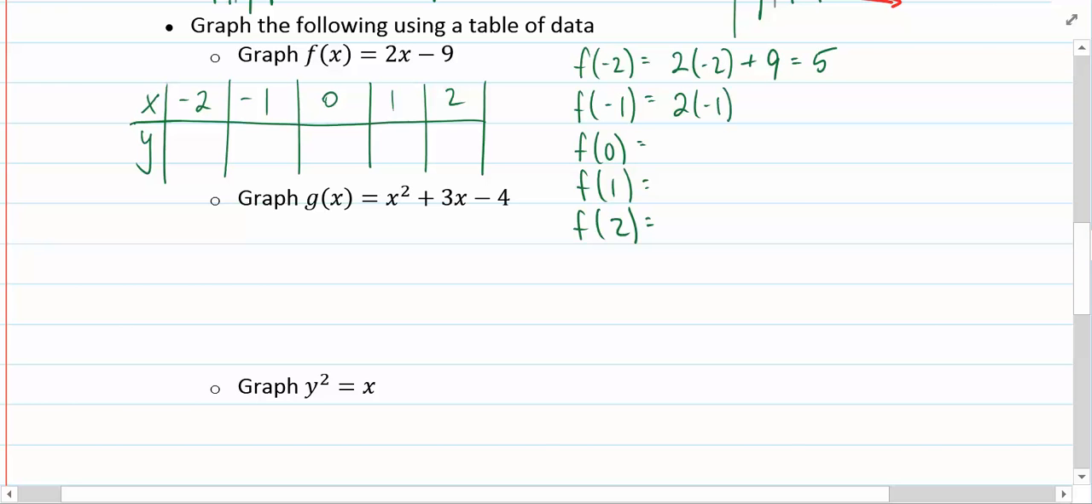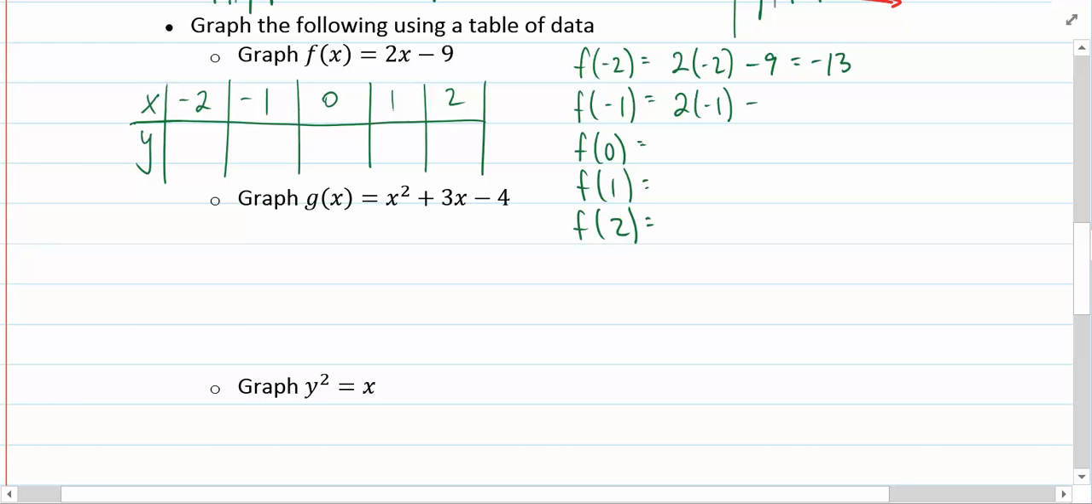2 times -1 plus 9. Whoops. I have to be careful here. I have to look at my math again. This was actually supposed to be a -9. So let's correct that. -4 minus 9 is equal to -13.